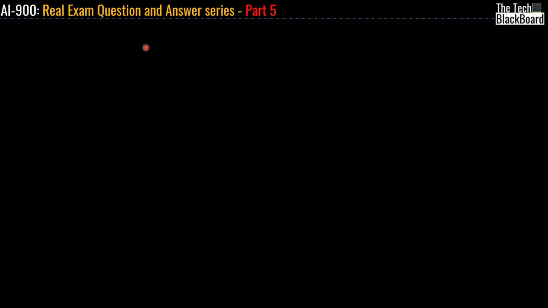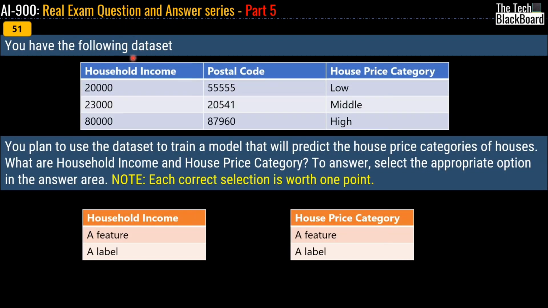Coming to a very interesting question, question number 51. The question says that you have the following data set. So you can see here you have household income, you have postal code, and then you have house price category. You can see the values of each column here. Moving on, the question says that you plan to use the data set to train a model that will predict the house price categories for the houses. And here, please pay attention.